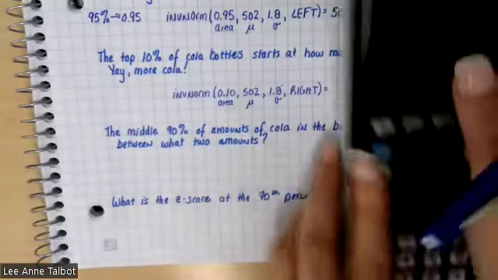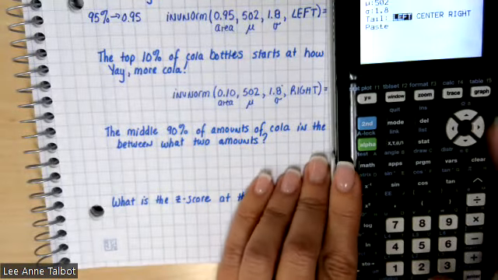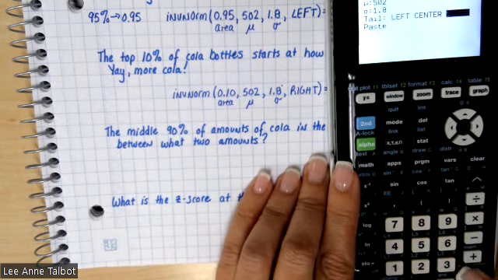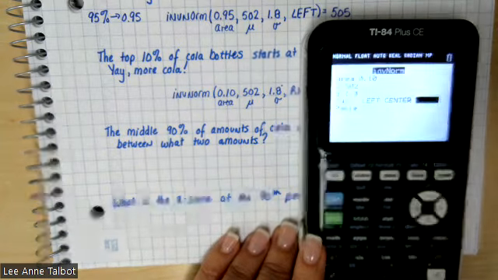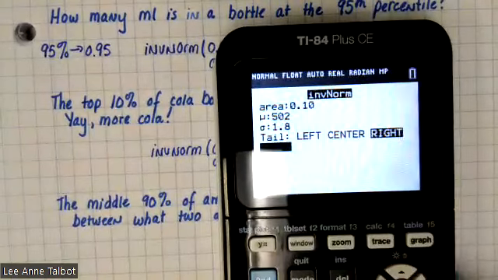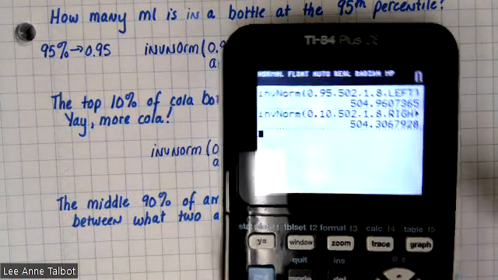Okay, but anyway, so inverse norm, 0.10. Now to the right. 504.3.